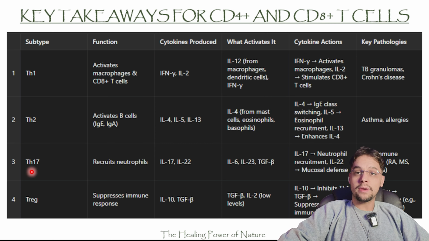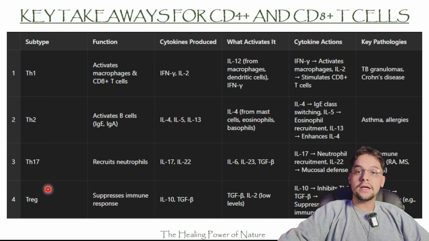Th17 we didn't talk too much about today, but Th17 recruits neutrophils. IL-17, which it produces, drives neutrophil recruitment, and IL-22 is also involved in mucosal defense. You'll see this as well with autoimmune diseases.